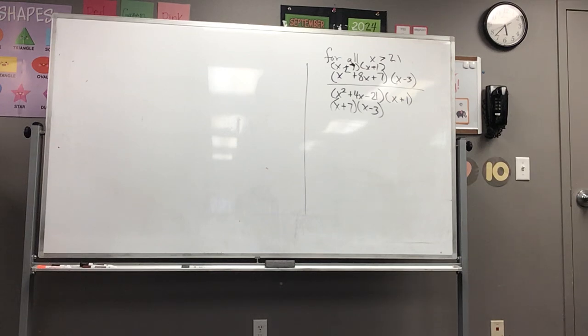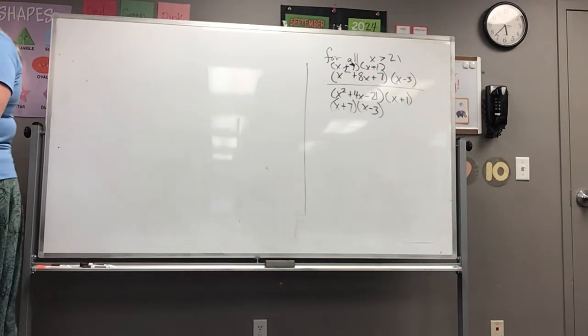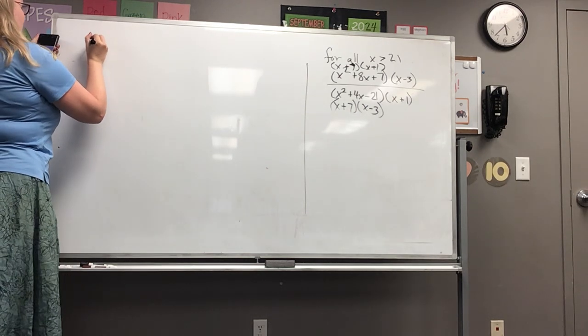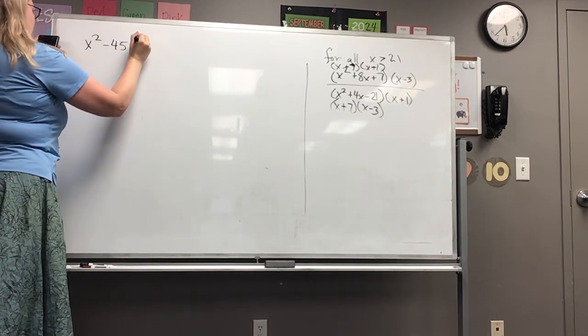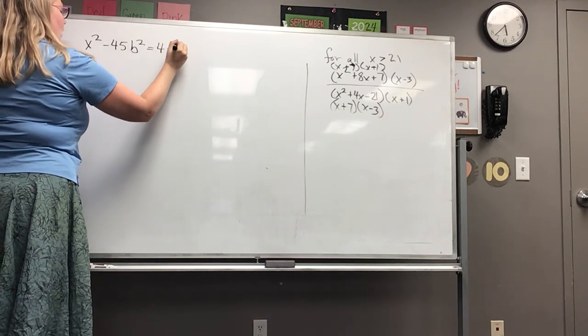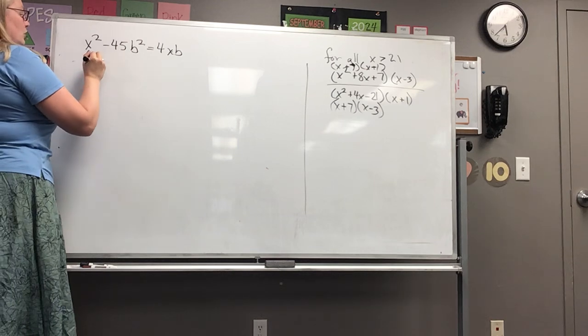ACT quadratic. So again, they like to put variables in it. Don't be intimidated. If x squared minus 45b squared equals 4xb, what are the two solutions?